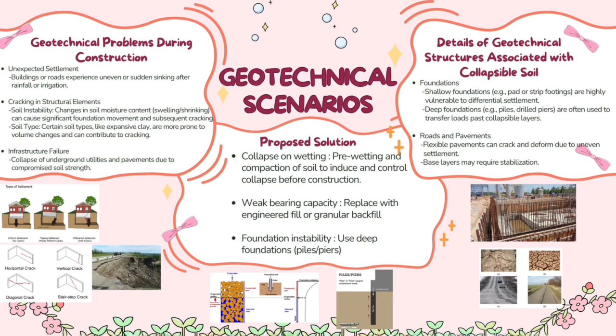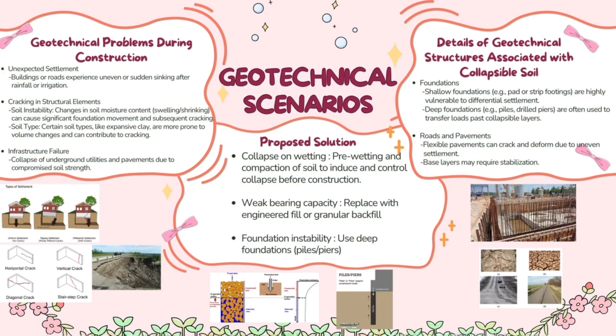So for geotechnical problems during construction, the first one is unexpected settlements. Buildings or roads experience uneven or sudden sinking after rainfall or irrigation. The second one is cracking in structural elements due to soil instability. Changes in soil moisture content can cause significant foundation movement and subsequent cracking. And certain soil types like expansive clay are more prone to volume changes and contribute to cracking. And the third one is infrastructure failure: collapse of underground utilities and pavements due to compromised soil strength.